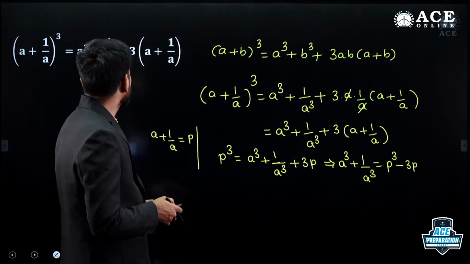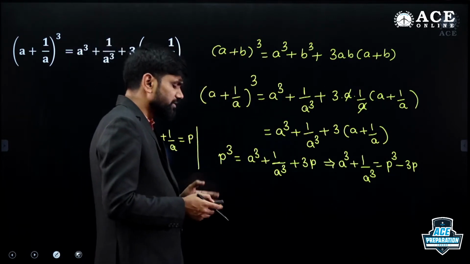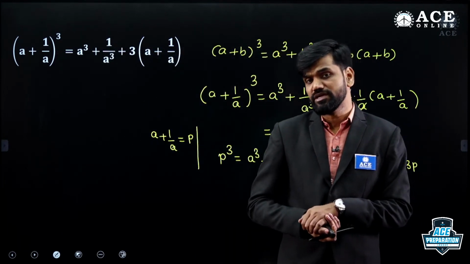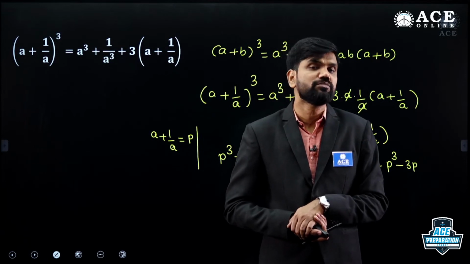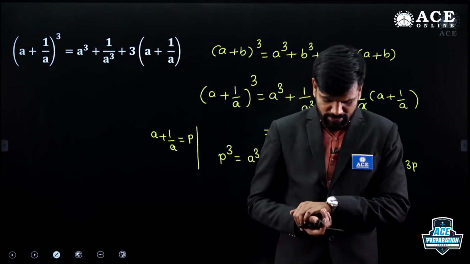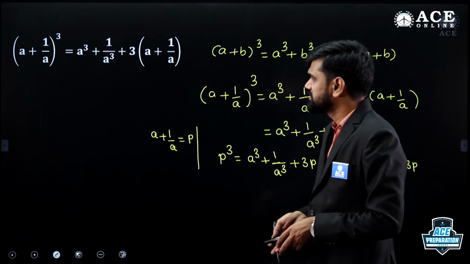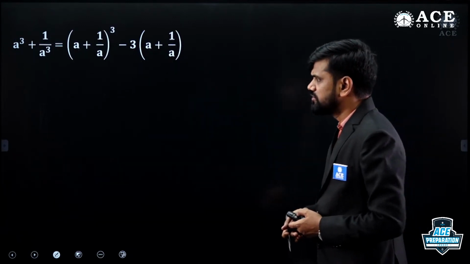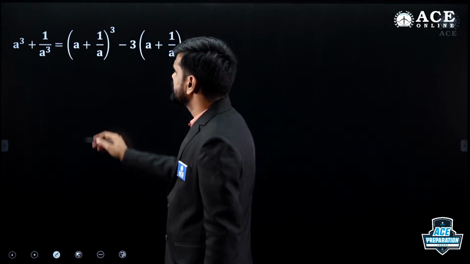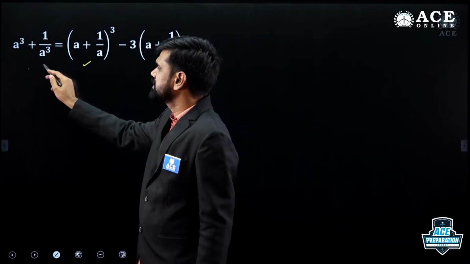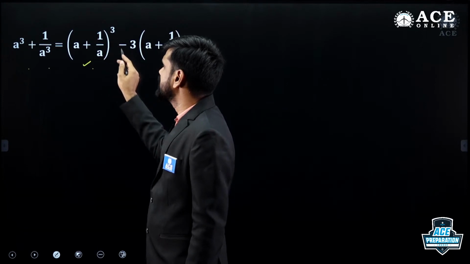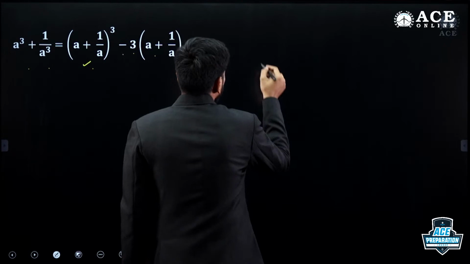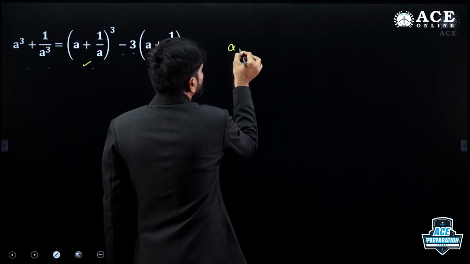Next dear, let us see the other relation. From this what we have learned, if a plus 1 by a is given as p, then a cube plus 1 by a cube will be equal to p cube minus 3p, right? Same thing, whatever I have written, I am just writing it over here. If you take this as p, a cube plus 1 by a cube will become p cube minus 3p.